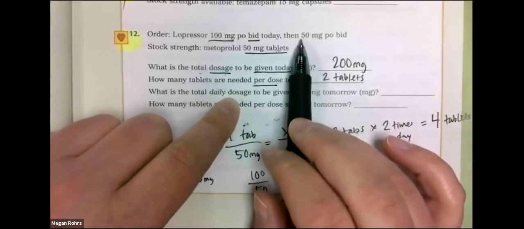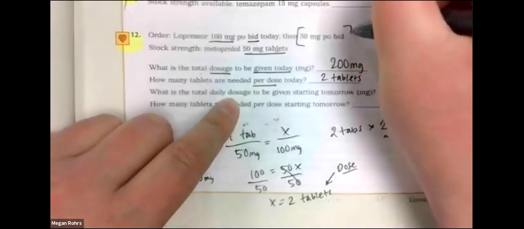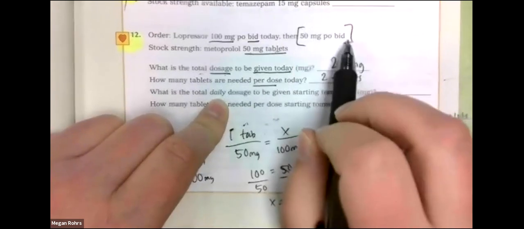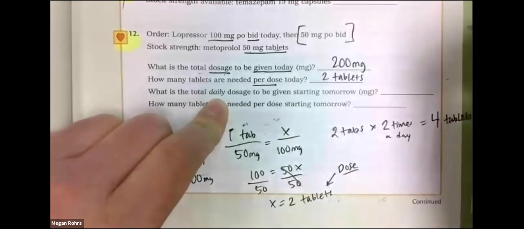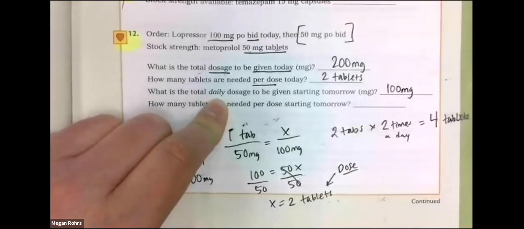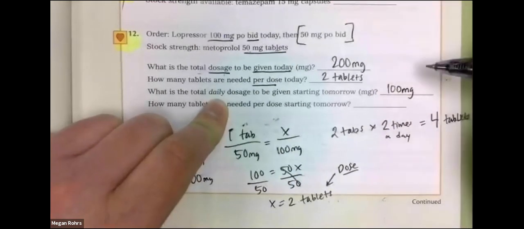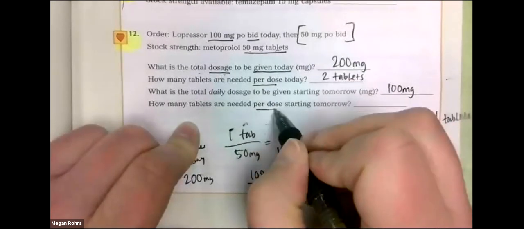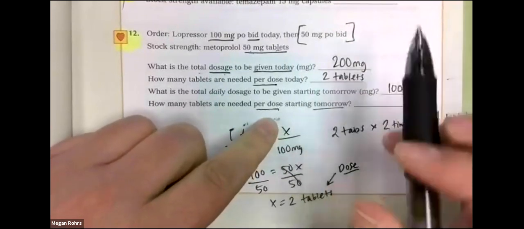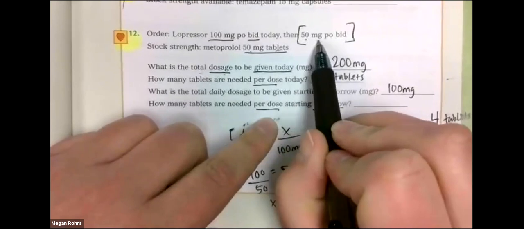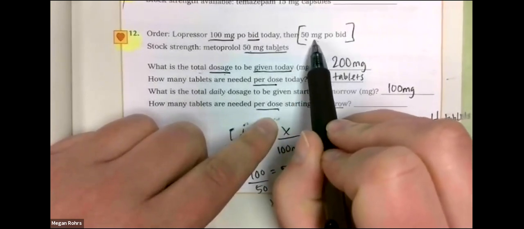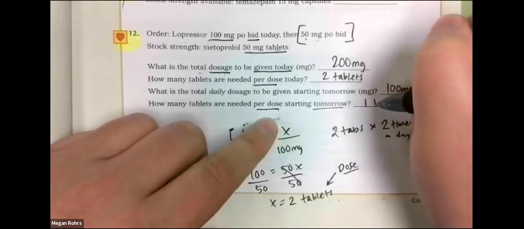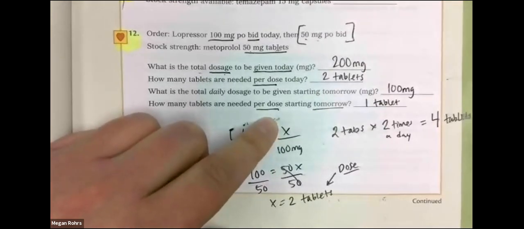Well, tomorrow we're doing 50 milligrams twice a day. So if we're doing 50 milligrams 2 times a day, that would be 100 milligrams because 50 times 2 is 100. How many tablets are needed per dose starting tomorrow? Well, our dose is what's given at one time. So we just need 50 milligrams per dose, and each tablet that we have has 50 milligrams. So we would just need 1 tablet per dose.